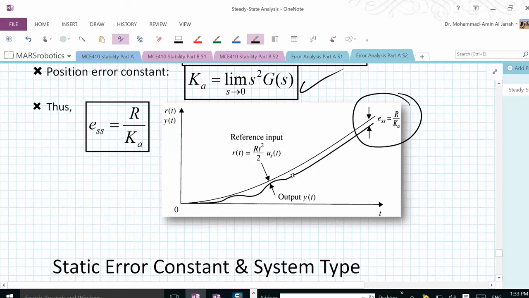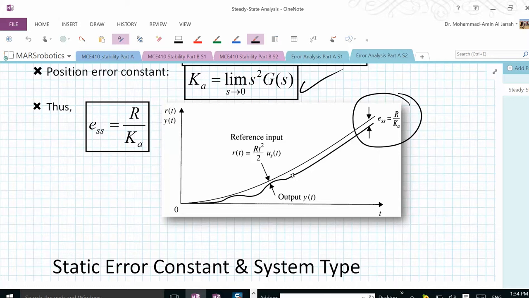We have the error as a constant. Can we just shift the output? Well, we cannot shift the output, okay? Because there will always be a difference between the input and the output.